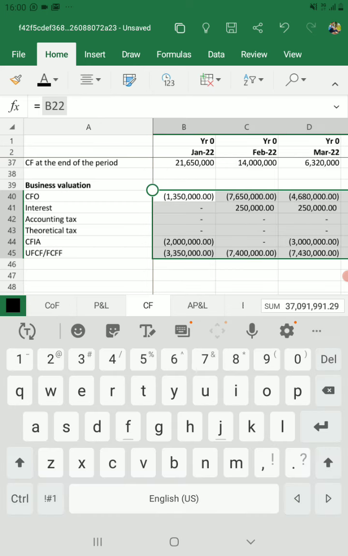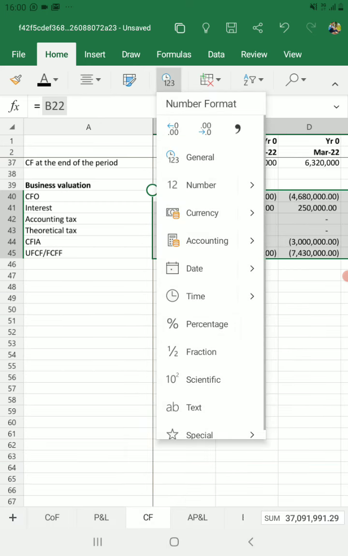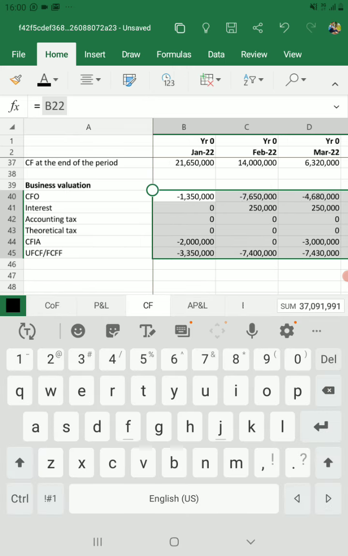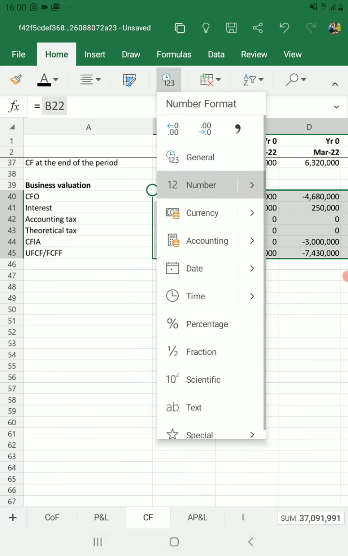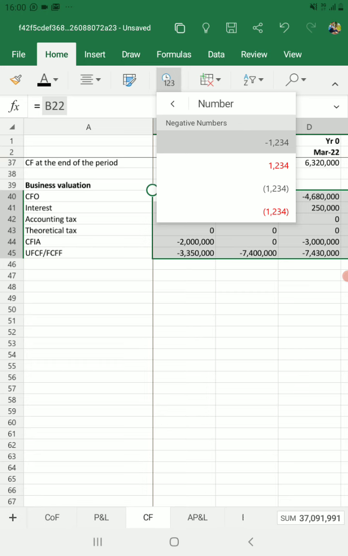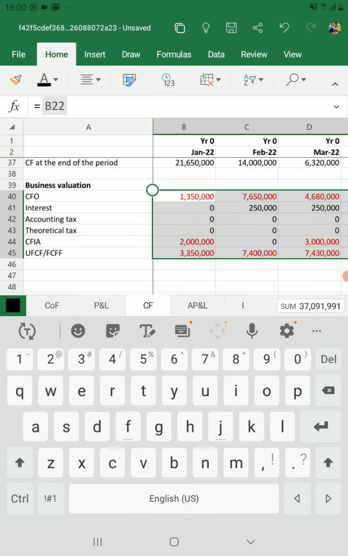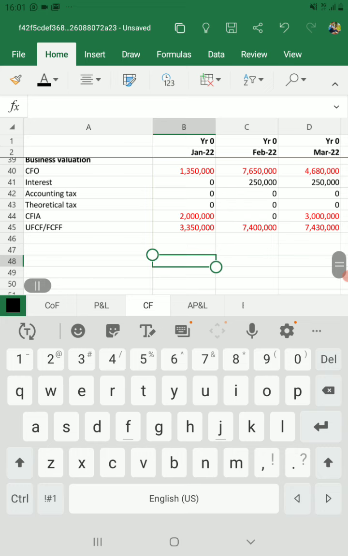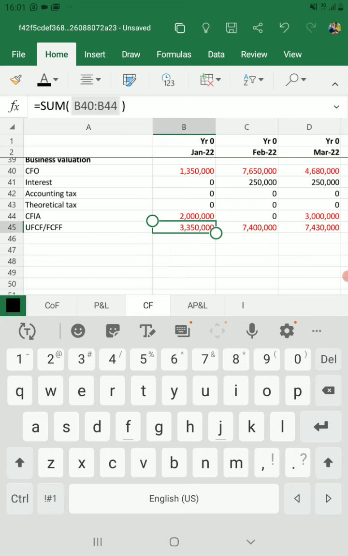Use this format and then remove decimal places and then use number format to be this one. Okay, so we have our unlevered free cash flow. This is the cash flow we are now going to use to do enterprise valuation on monthly basis.